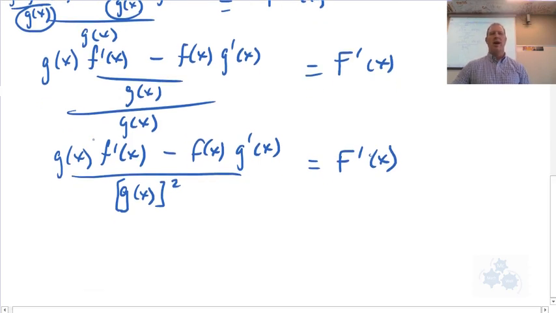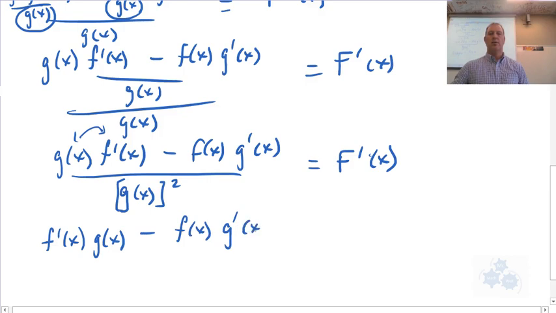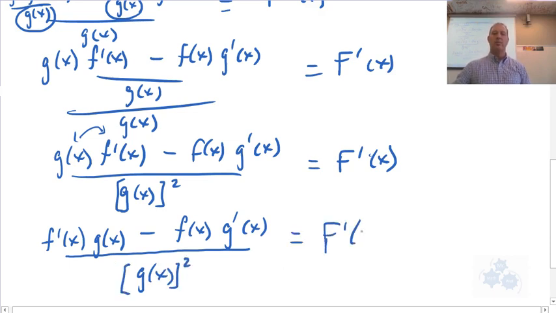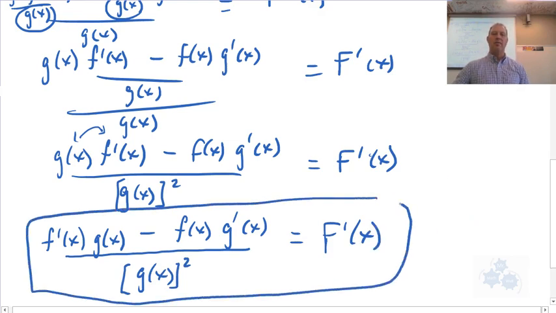Remember I said yesterday, I always like to start with the derivative of the first, or the derivative of the top. So I'm going to rearrange this to be the derivative of the top times the bottom function minus the top function times the derivative of the bottom function. So in this way, it's very similar to the product rule. All over the bottom function squared. And that is your quotient rule. So we're just in terms of f and g and f prime and g prime. That is the quotient rule, and that is the proof.